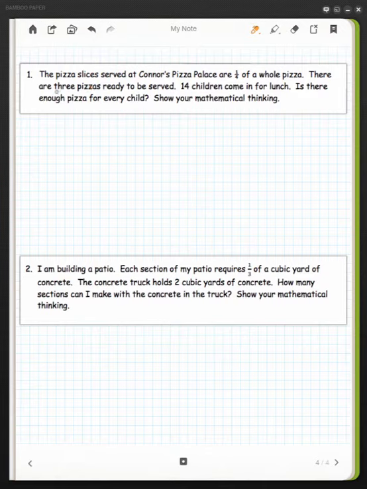All right, today we're going to look at how to divide whole numbers with fractions using a question. So we're going to look at our first question here, our first problem.